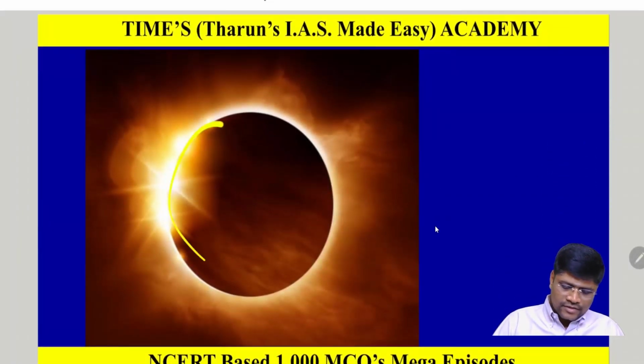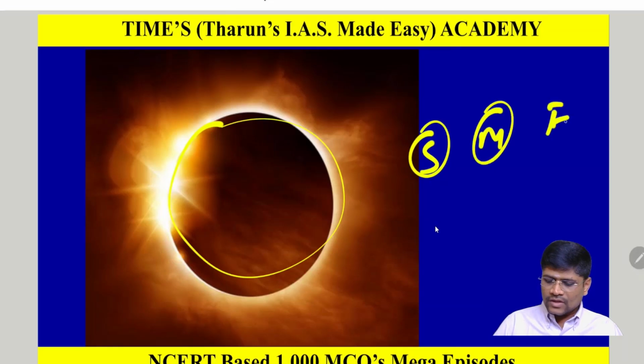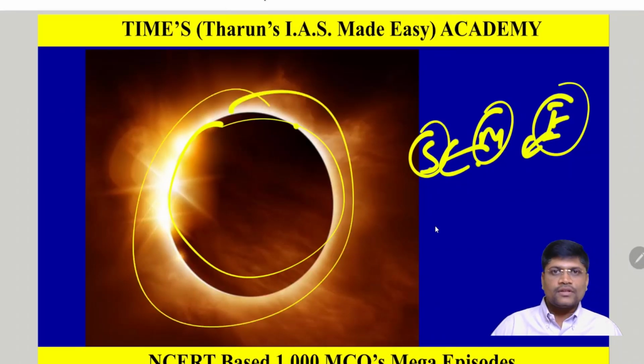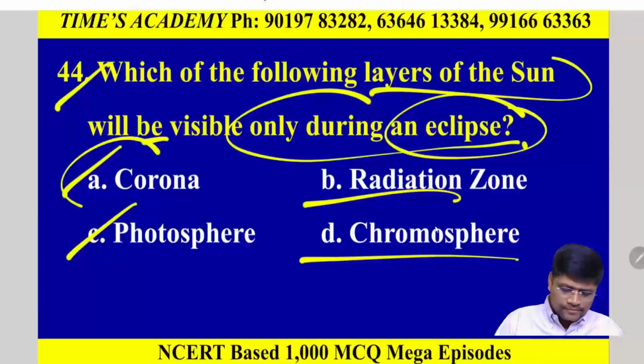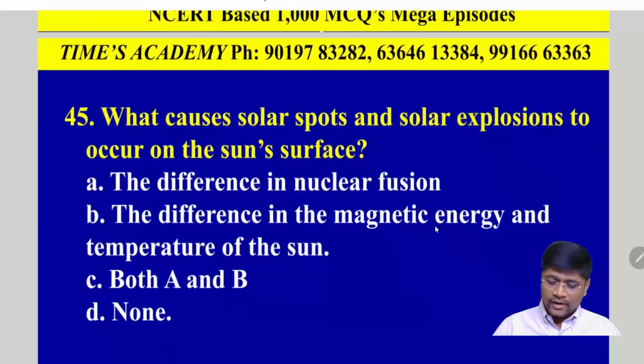This is the situation we see during a complete or total solar eclipse. Here will be the sun, here will be the moon, and here will be the earth. During a solar eclipse, the moon comes between the sun and the earth, and the moon blocks the sun from the perspective of the earth. So in this situation, only the outer layer of the sun, the corona, will be visible, and only during a total solar eclipse. So it's option A, corona. It is nowhere related to coronavirus. Corona is the outer layer of the sun.